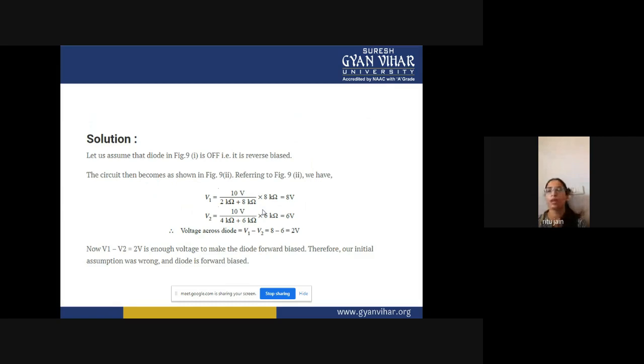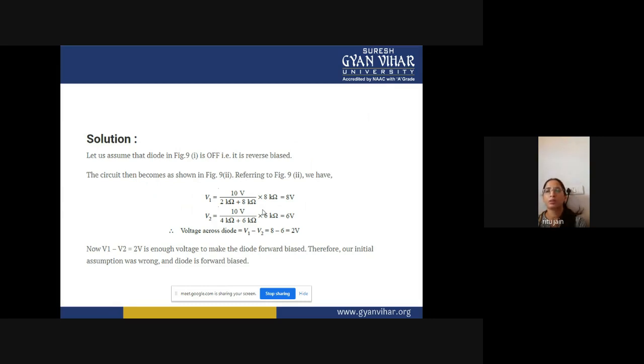When you calculate V1, you will find that the value of V1 is equal to 8 volt and the value of V2 is equal to 6 volt. So the voltage across the diode is equal to V1 minus V2, which is 8 minus 6, equal to 2 volt. Now you can see that the voltage V1 minus V2 equal to 2 volt is enough to make the diode forward biased. So our initial assumption was that the diode is forward biased.